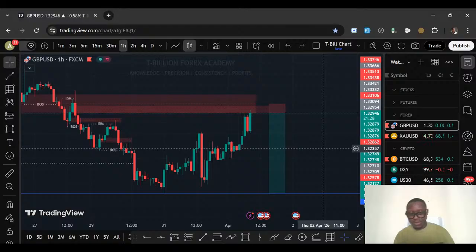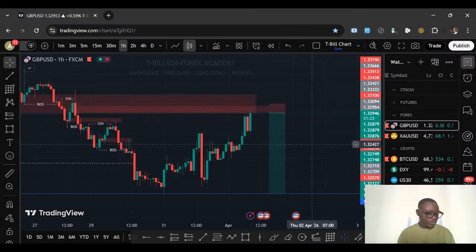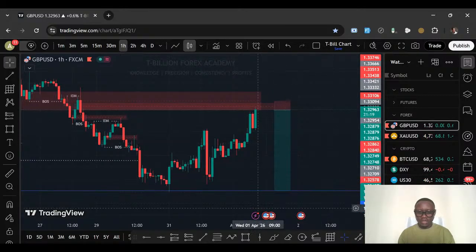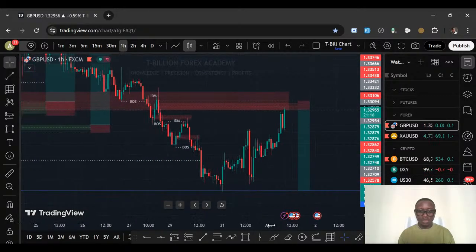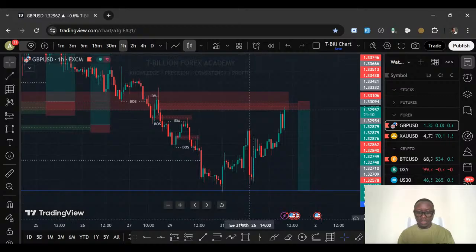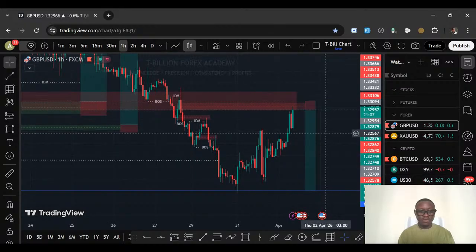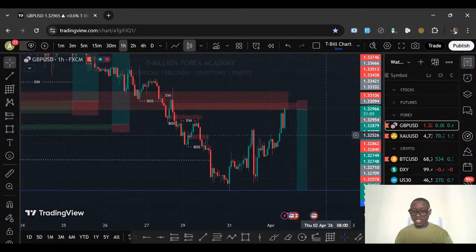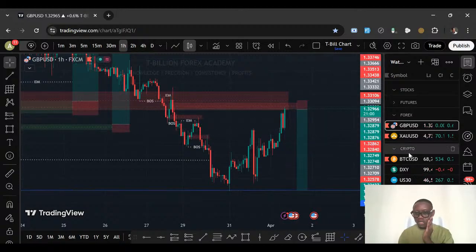Now the trade is... I'm just waiting for a few more confirmations to take this trade. I won't take it right away because I can see that GBPUSD is showing some strong bullish momentum, so possibly it might invalidate this zone. Okay, but let's still wait. If I get my confirmation on the 15-minute time frame, I'll take this trade and share it on the free signal Telegram channel.